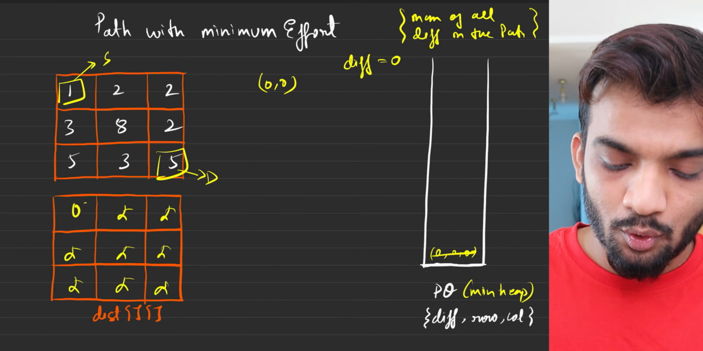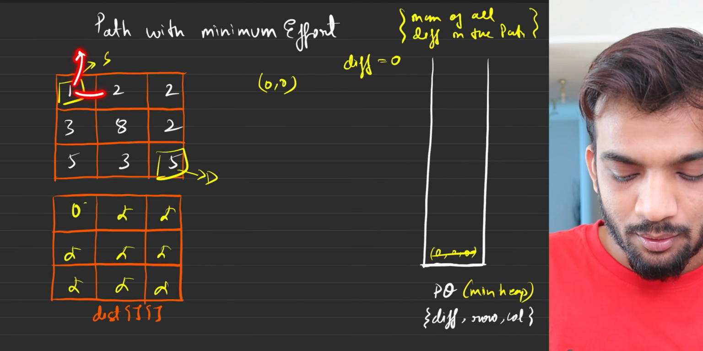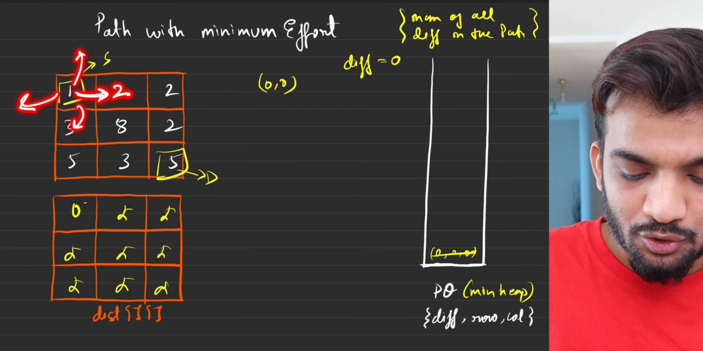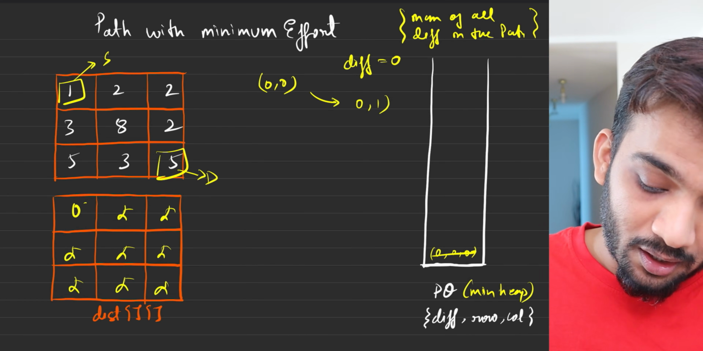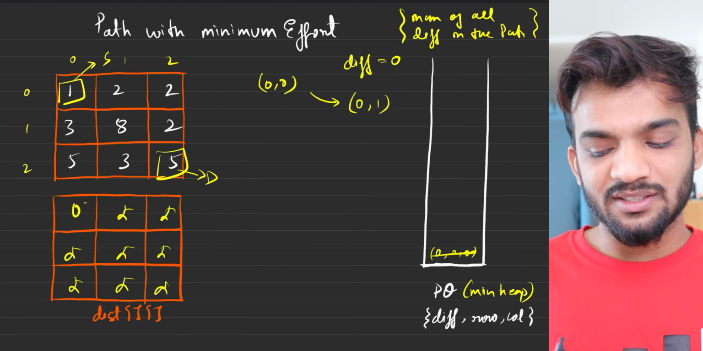So I'll try to go in all the directions, and it states we can go to the top, which is not possible. We can go here, we can go here, and we can go here. So if I go to the right, which is 2, that's nothing but the coordinate 0, 1. So I'll write the coordinates as well, 0, 1, 2. So the coordinates is 0, 1.